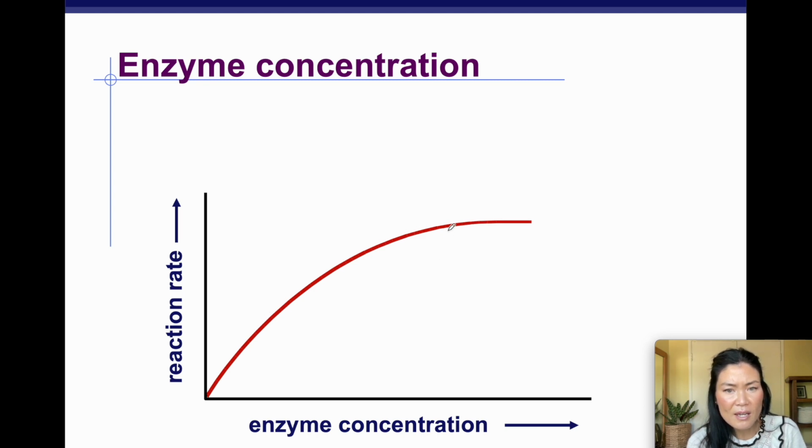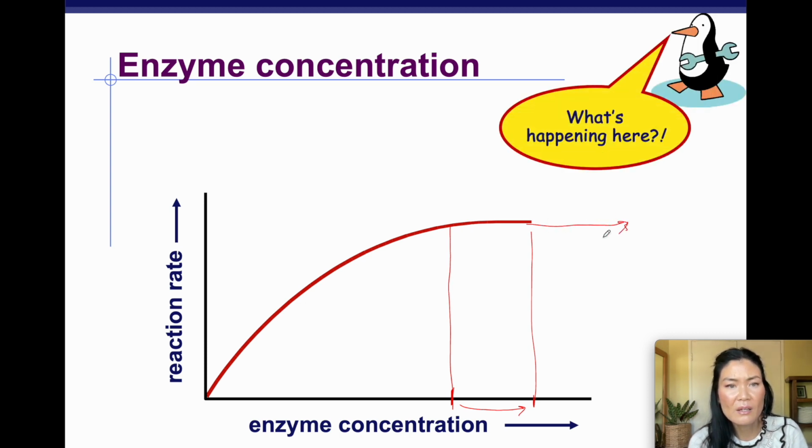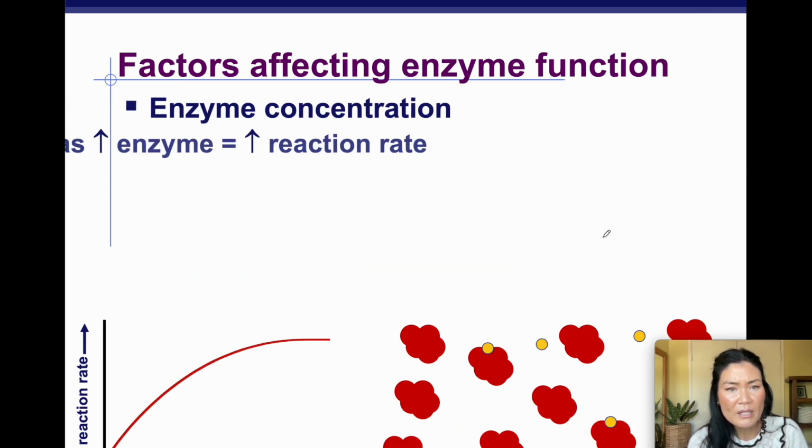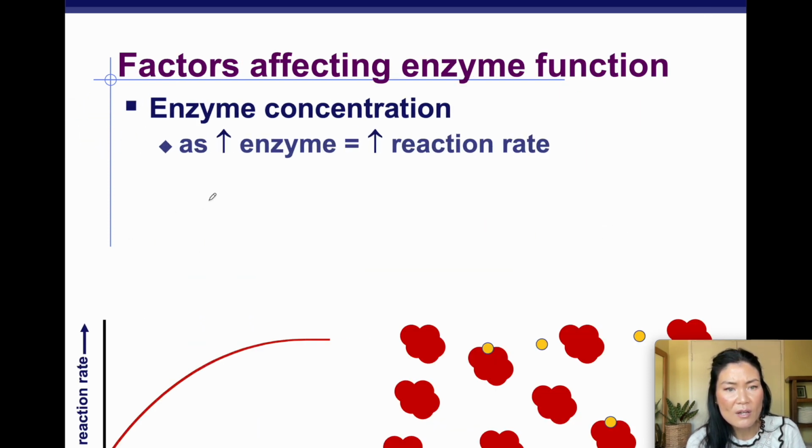But you'll notice that at a certain point, right over here at this enzyme concentration, it stays the same as over here. No matter how many more enzymes you add, it stays the same, okay? And why is that? So what's happening here is that as the enzyme concentration increases, so does the reaction rate. And I'm sorry that the graph got cut off at the bottom, but it's the same as the previous slide.